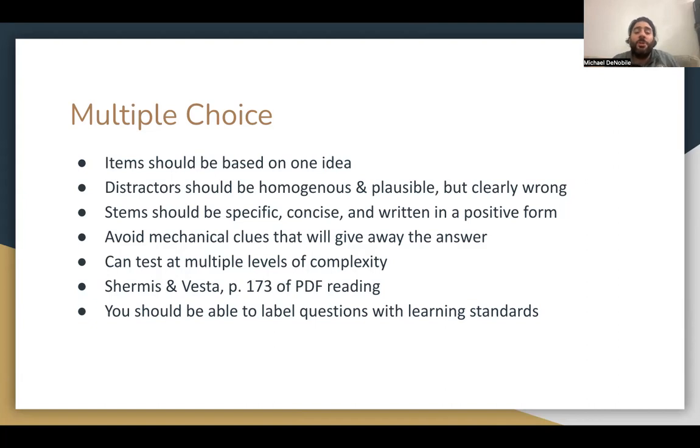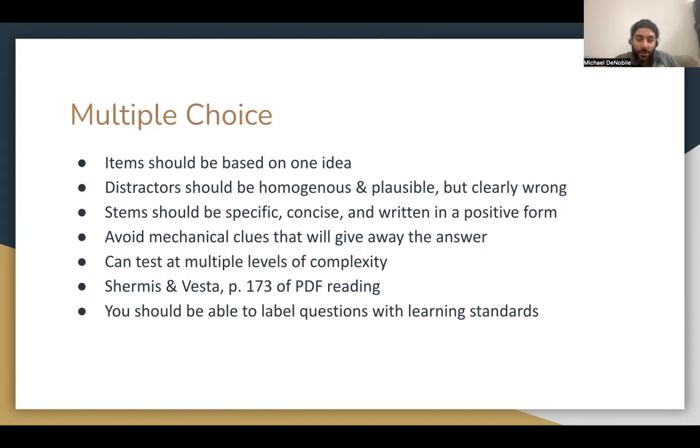The question stem should be specific, concise, and written in positive form. Avoid mechanical clues that will give away the answer. So for example, don't say "a" or "an," because if you say "a" or "an" and then you give answer choices, you're letting the student know that the answer has to begin with a consonant. You're giving away answers, which defeats it. It questions the reliability of the test.